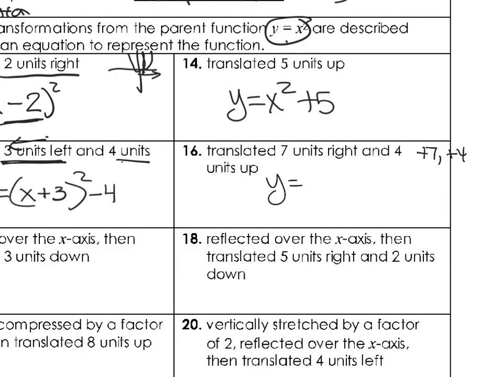So we're going to write it. This is just like my vertex, y'all. x opposite, minus 7 squared plus 4.